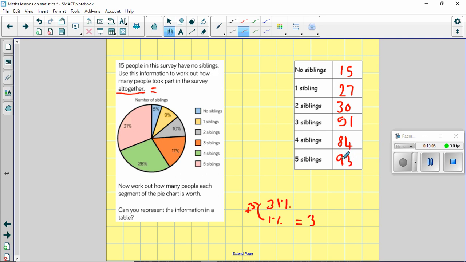Just make sure it actually looks like a 9 there. Okay, so I've done that. Now work out how many people each segment of the pie chart is worth. Tick. Can you represent the information in a table?